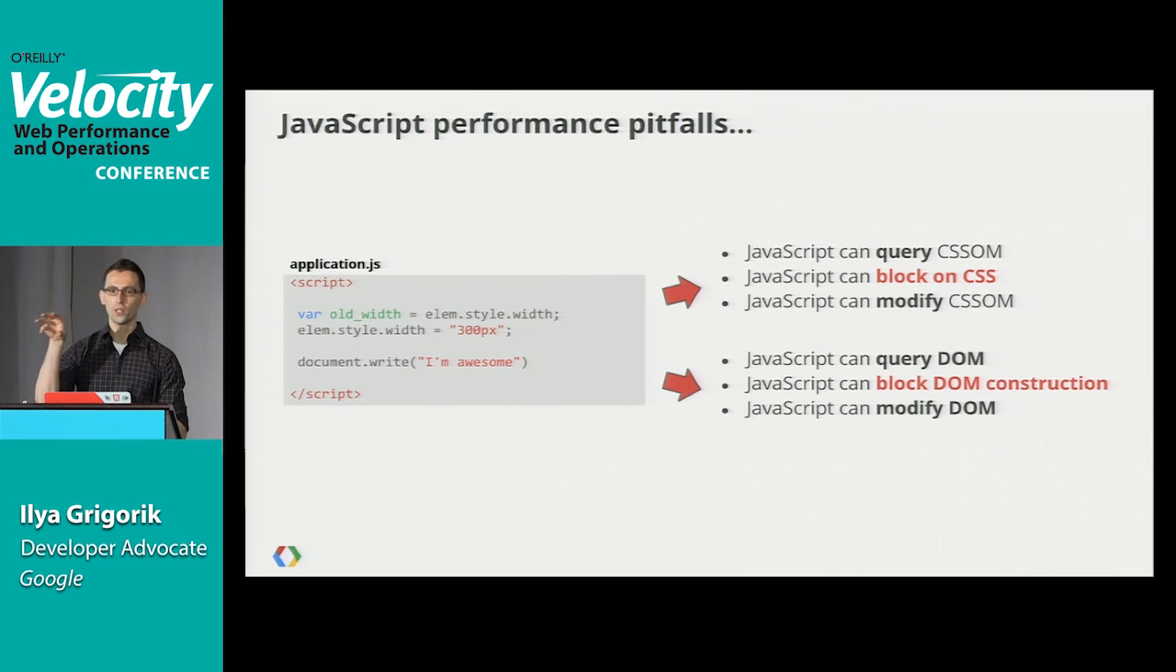let's say, reaches into my DOM, fetches an object, and says, what is the style of this thing? Now we're blocked, right? If the CSS is still being fetched, I need to wait for the CSS to finish and be evaluated, and only then can I return the answer to that. So JavaScript can block on CSS, and JavaScript can also block DOM construction as well.